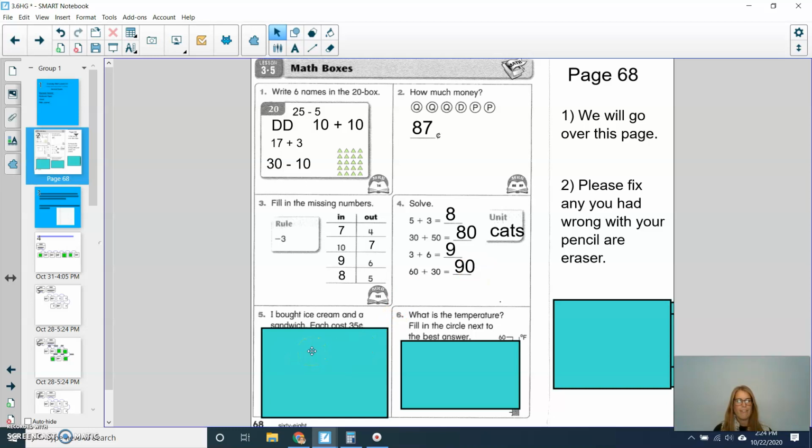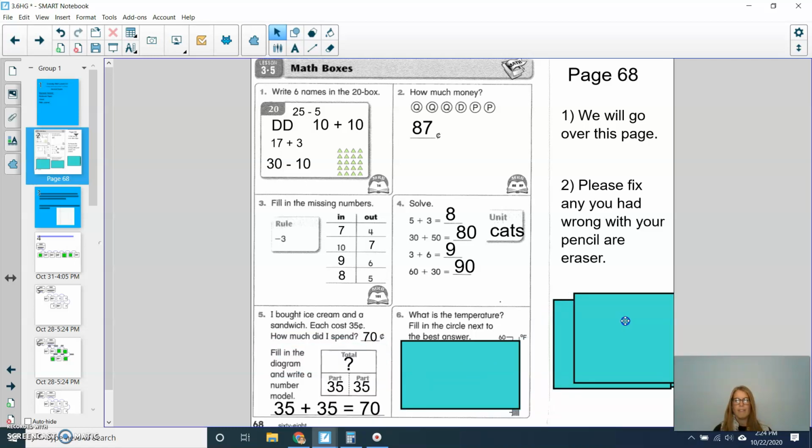For question number 5, I bought ice cream and a sandwich. Each cost 35 cents. How much money did I spend? Fill in the diagram and write a number model. So I have 35 in each of my parts, and I chose to put a question mark for the total. You could have also put the answer there. That would have been fine too. Now I know that 30 plus 30 is equal to 60, and I know 5 plus 5 is 10. So 60 plus 10 is equal to 70. So my answer is 70 cents.